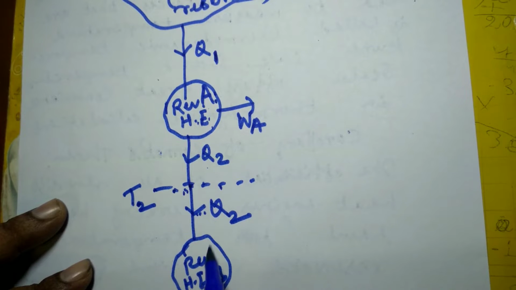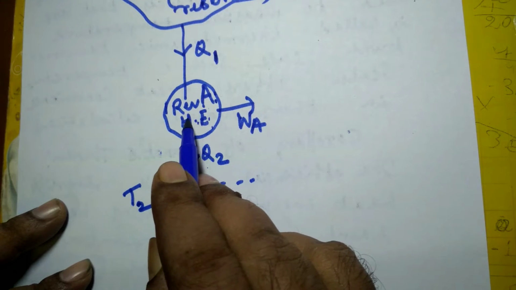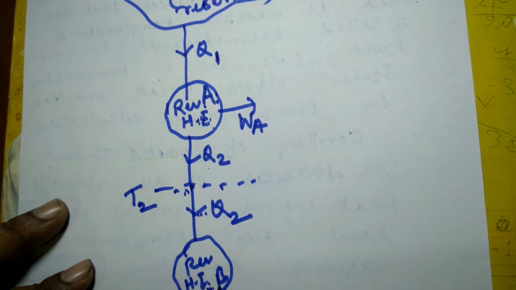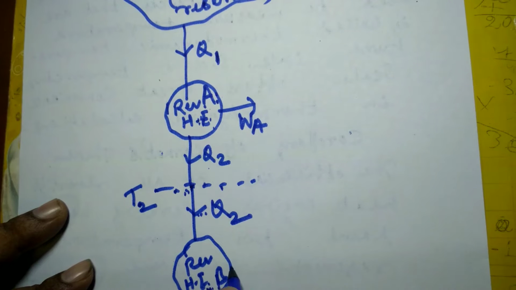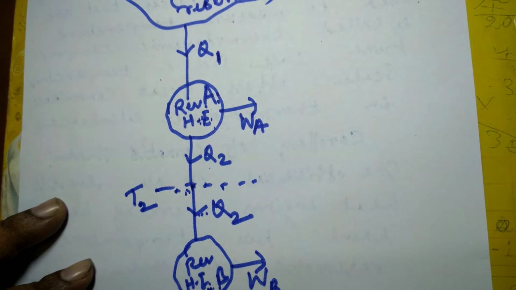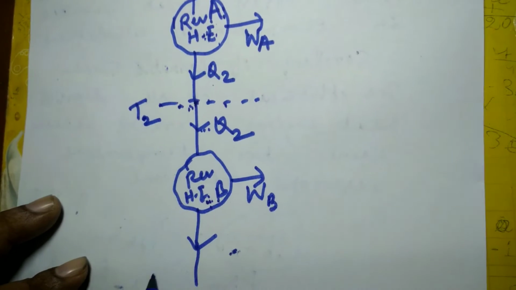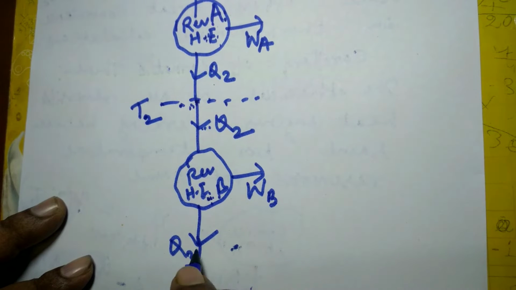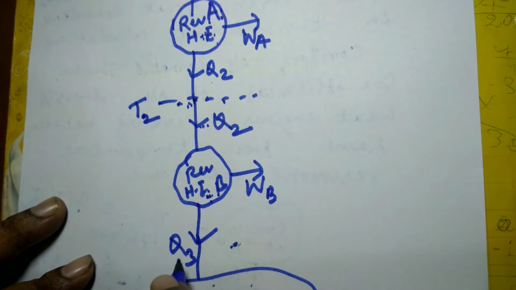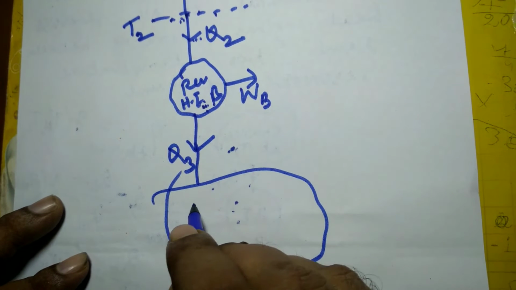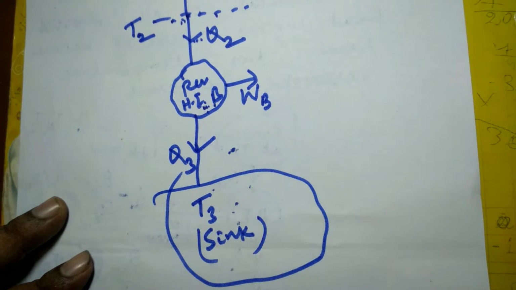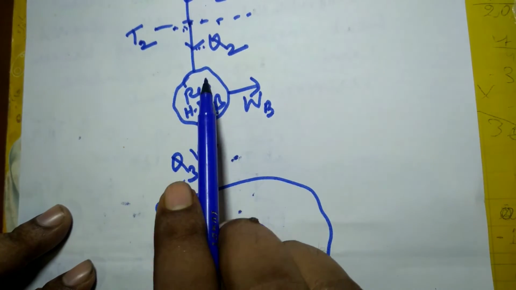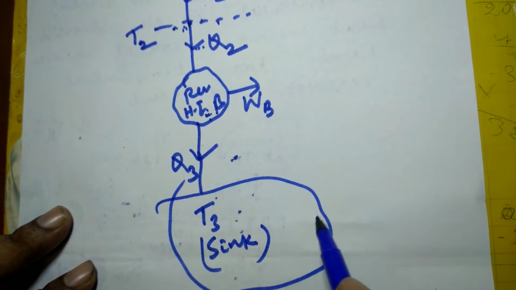So when this happens, we can say that heat engines A and B are operating in series. These two reversible engines, or Carnot heat engines, are operating in series. Suppose the work delivered by heat engine B is WB, and suppose Q3 is the heat rejected by heat engine B to the sink. This is T3, the sink, or you can say the low temperature reservoir. So A and B are two Carnot engines operating in series.